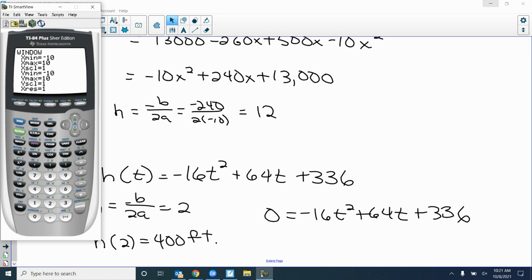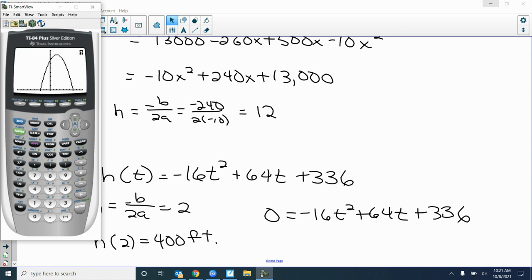If you have an idea where it's going, I can change my window, and I would at least go above 400. I'm just going to make it 450. I like to change my scale. You can get away with not, but I like to do that. So now it gives you a decent, better looking picture. Now we want to know where it hits the ground. That's where it hits the ground. That's the highest point. If you look at your table, at 0 it'd be 336. At 1 it'd be 384 feet. At 2 it'd be 400. It's going to keep going up, but then eventually it goes back down.